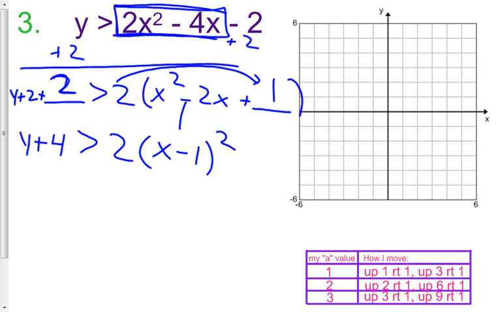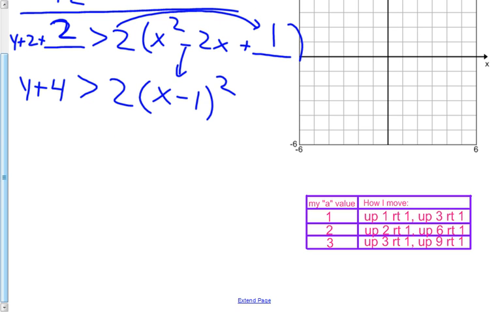Remember, the sign is the same as the sign in front of b. And then the second term in the binomial is b divided by 2. So we get 2 times the quantity x minus 1. And then to put it into vertex form, we have to subtract that 4 off from the left. So we have y is greater than 2 times the quantity x minus 1 quantity squared, subtract 4.